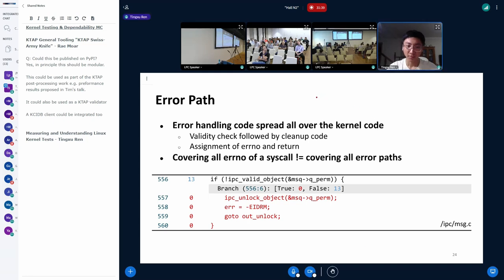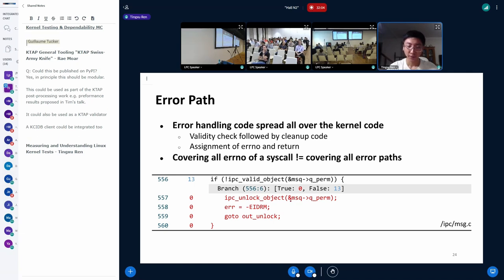And the second pattern is error paths. Error paths are usually complex and they spread all over the code. They usually feature a validation check, followed by some cleanup code. Below is an example of such error paths. There is an assignment of an error number and unlock operations. It is worth mentioning that covering all error numbers of a system call doesn't mean covering all error paths, because there can be many internal error codes.